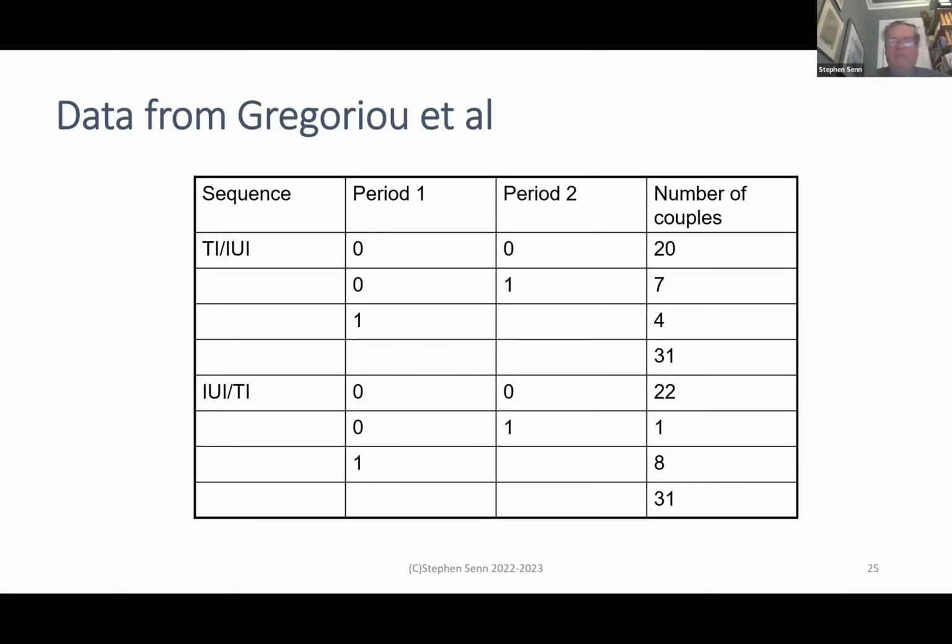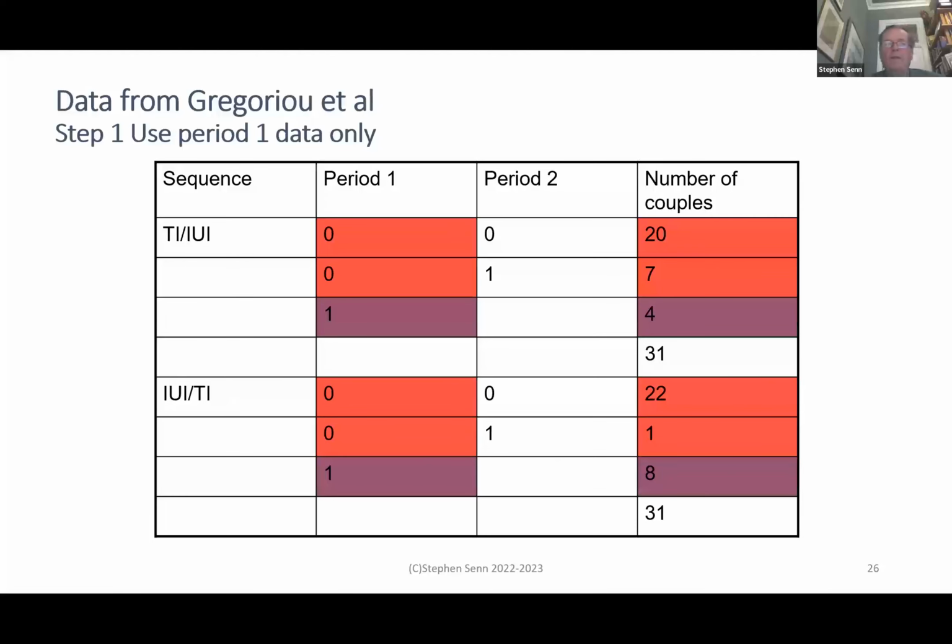And then you have the same thing for the other alternative sequence of treatment. So this is what you're going to observe. Now, how could we analyze this? Well, first of all, we could say, let's just ignore period 2 for the moment. Let's just have a look at period 1 and see what we can say about that. Then we're comparing TI to IUI in period 1, and we have a standard 2-by-2 table, and we can analyze this. What's been highlighted in red and purple are the results essentially from period 1. That's what we get.